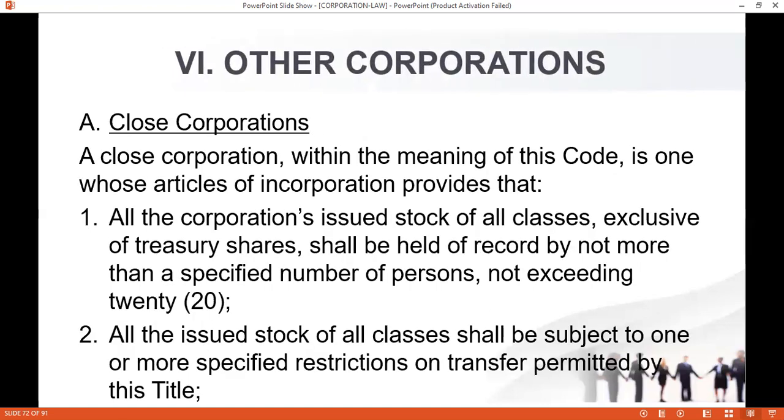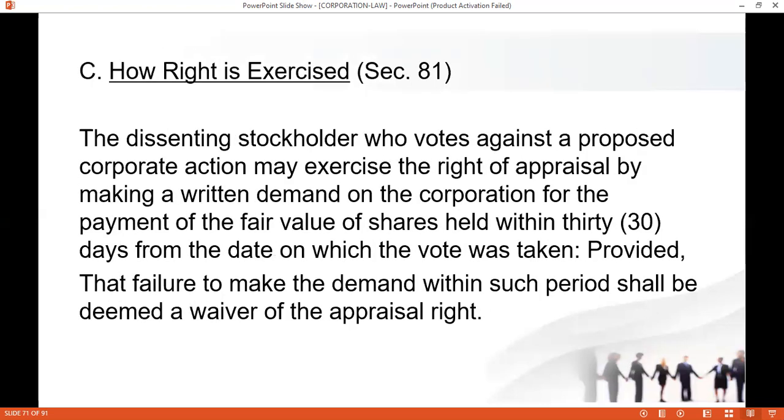Take note of that. So, okay, that ends my discussion for the powers of the corporation and the appraisal right now.